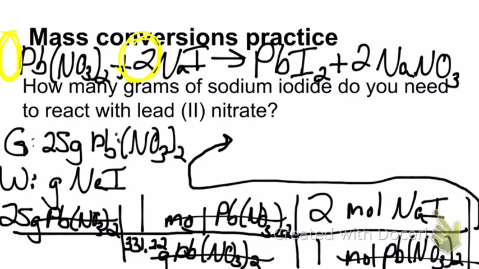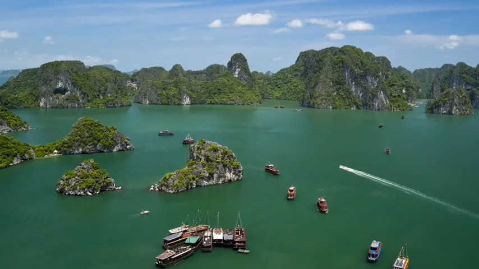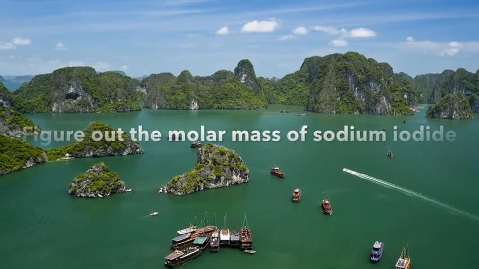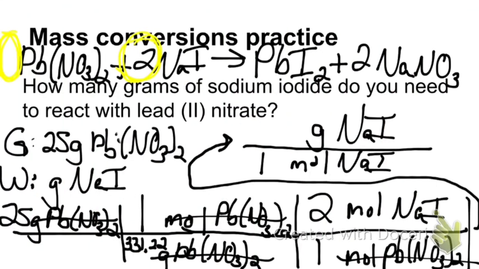So 2 moles of sodium iodide. That means on the bottom needs to be mole of sodium iodide. And on top, we're going to need mass. We want mass, which is grams of sodium iodide. And if we're doing moles to mass, we're using the molar mass. And it's always the mass of 1 mole. And then try again to find your molar mass of sodium iodide before you write it down. Molar mass of sodium iodide should work out to be 149.89 grams.